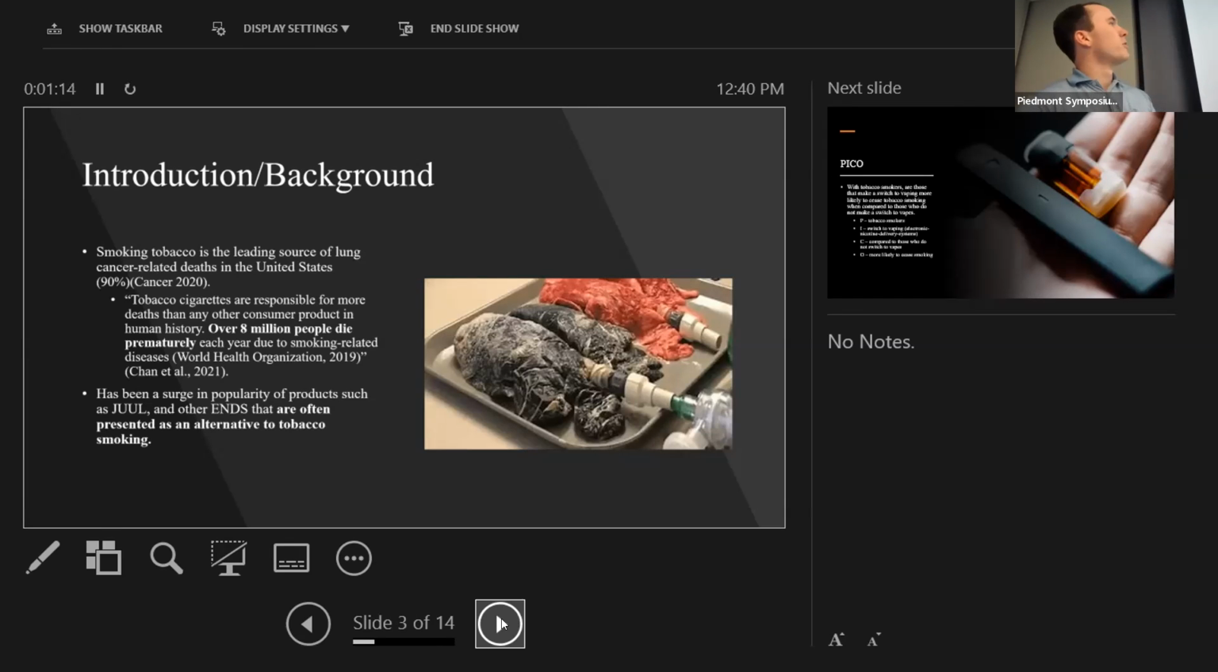So smoking tobacco is the leading cause of lung cancer in the United States. And the World Health Organization states that over 8 million people die prematurely every year from smoking-related diseases. And then everybody, I think, knows that there's been a recent surge in popularity of things like Juuls or other electronic nicotine delivery systems, so that's the ENDS that you'll see here. Basically just vapes that supply nicotine. And these are often marketed as an alternative to smoking.